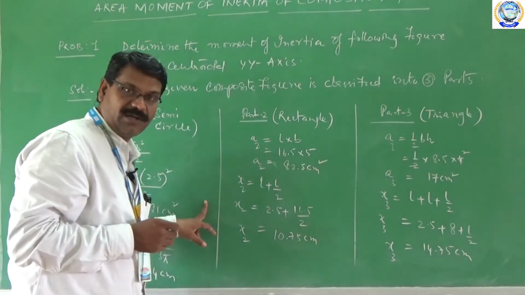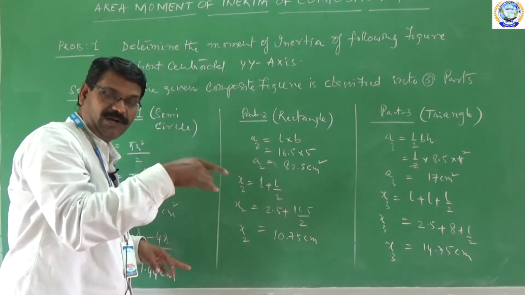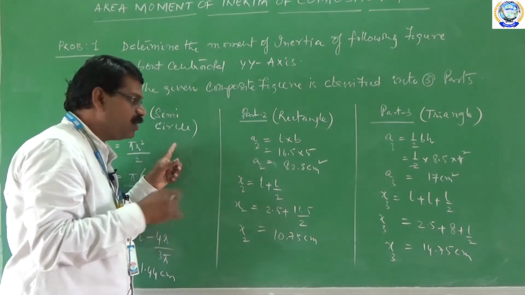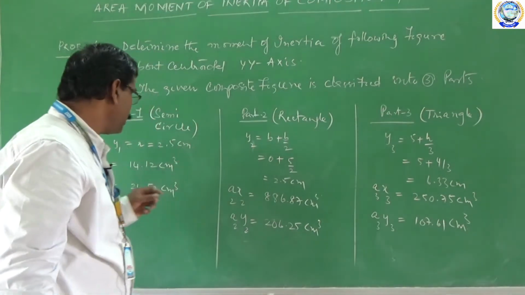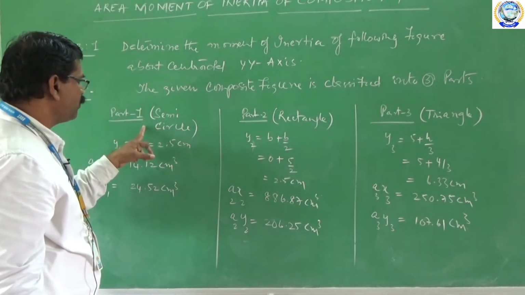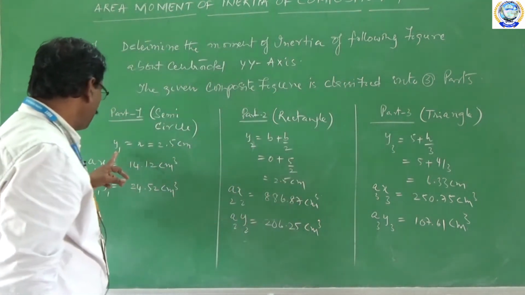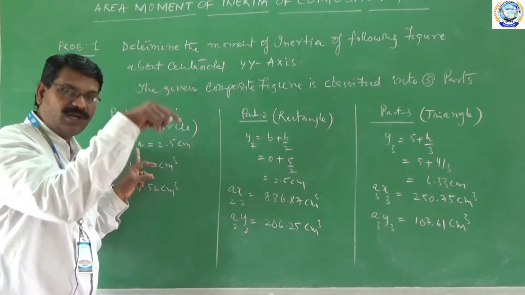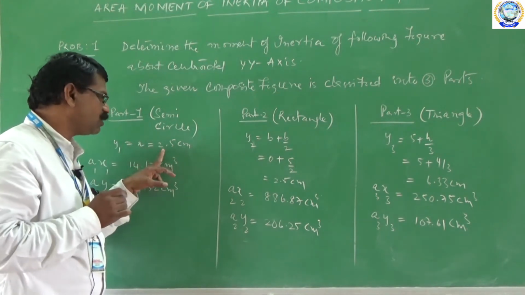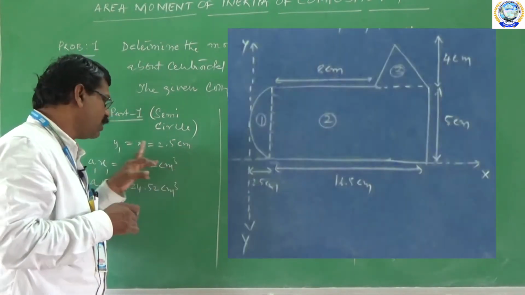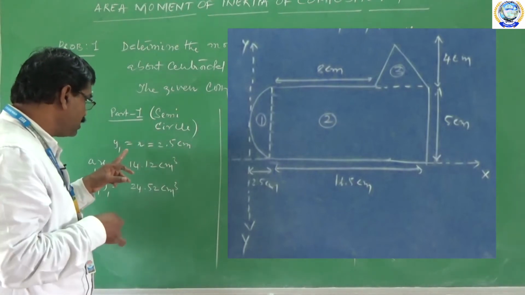Now, in the three specimens, we have found areas and x coordinates. Now we need to find y1 belonging to semicircle, y2 belonging to rectangle, y3 belonging to triangle. That we will see now. Let us see this. y1 is equal to r. As we know that the first part is semicircle, my y1 is nothing but the radius of the given semicircle. That is equal to 2.5 centimeters. If you look at the diagram, the radius of the semicircle is nothing but 2.5 centimeters. Therefore, we consider that itself as the y1 coordinate.